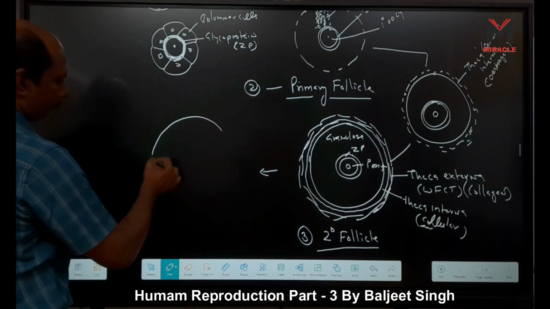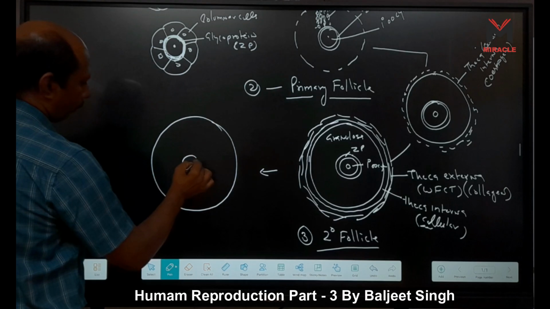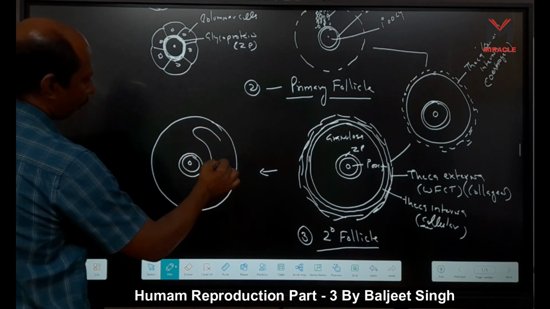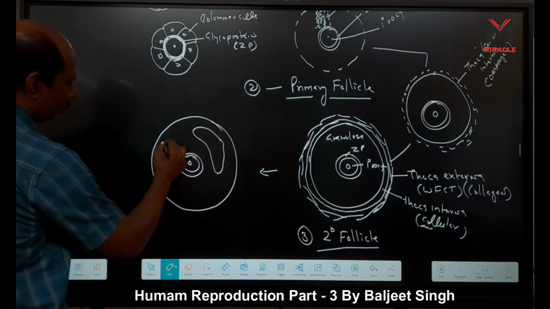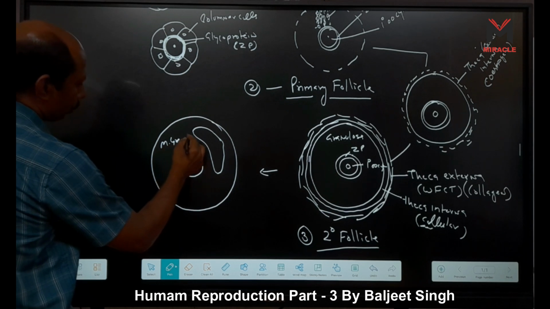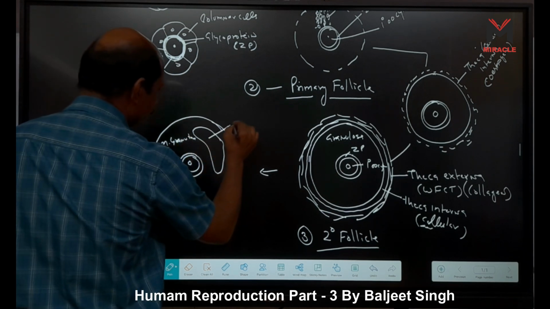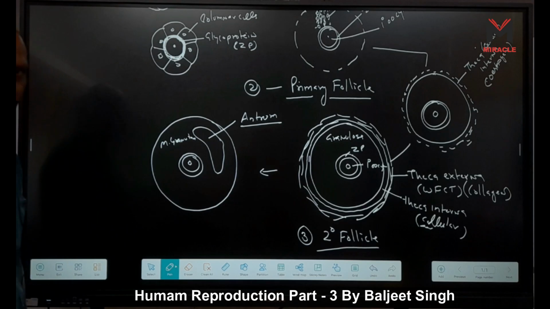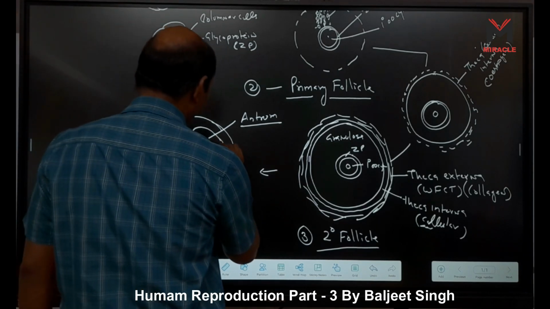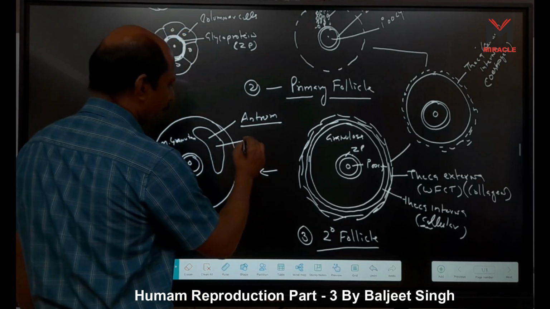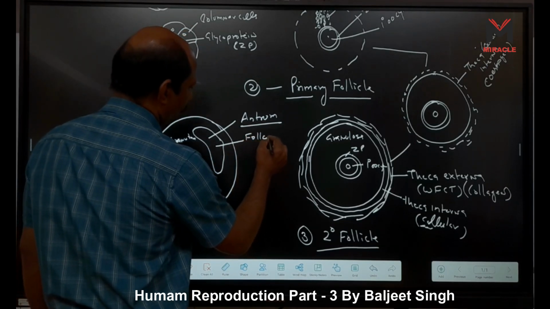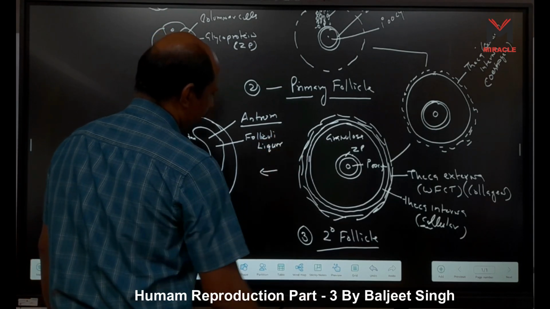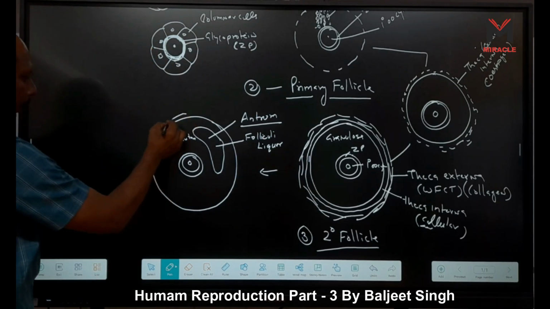Look here. Now this is the zona pellucida. When it grows, a cavity is formed, right? This is membrana granulosa. In membrana granulosa, a cavity is formed, and this cavity is called antrum. In this cavity, a liquid is present, and this liquid is called follicular liquor, right? And other things are also present here.